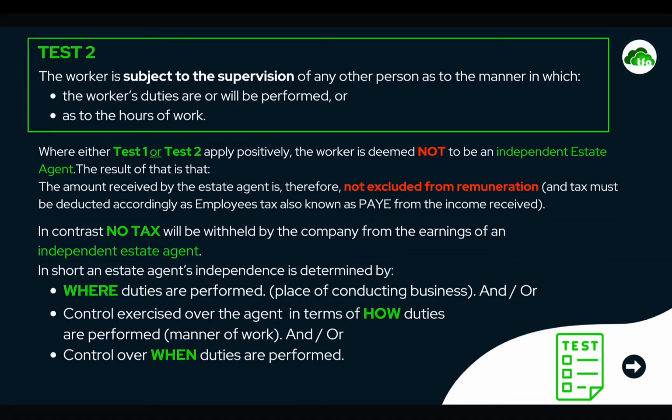In short, an estate agent's independence is determined by where duties are performed and/or control exercised over the agent in terms of how duties are performed and/or control over when duties are performed. The three things to consider are the where, the how, and the when.